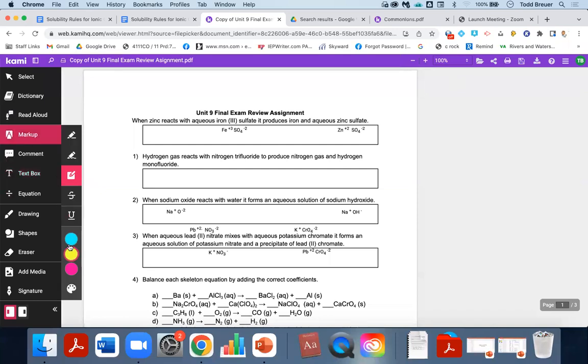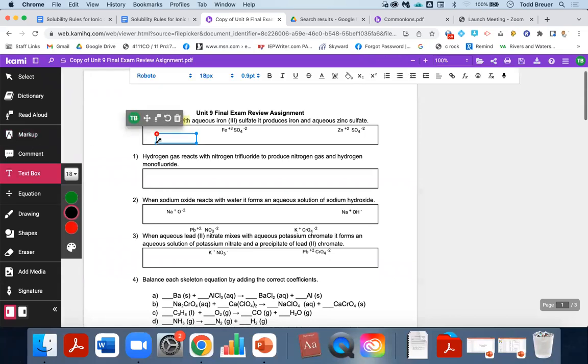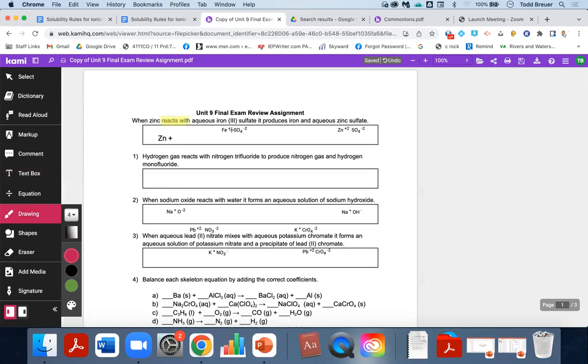And there are some keywords that sometimes give us some hints, such as reacts with, tells you what the reactants are. In this case, it says it's zinc and aqueous iron 3 sulfate. So let's get right down to business. Zinc, we know, is a chemical element, so its symbol is just from the periodic table. Aqueous iron 3 sulfate. Aqueous just means it's dissolved in water. So we can indicate that with symbols if we wish.